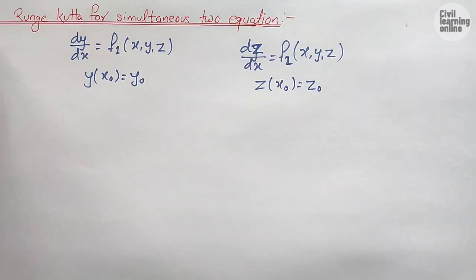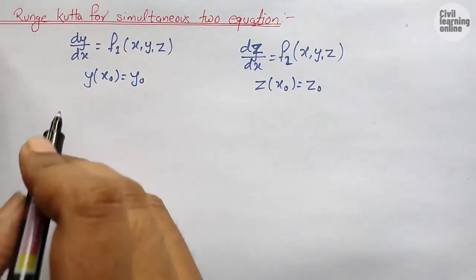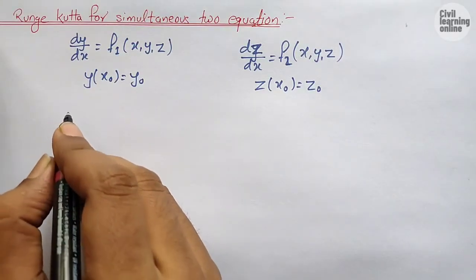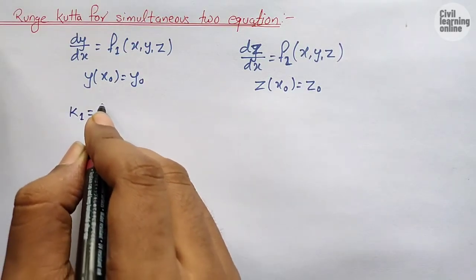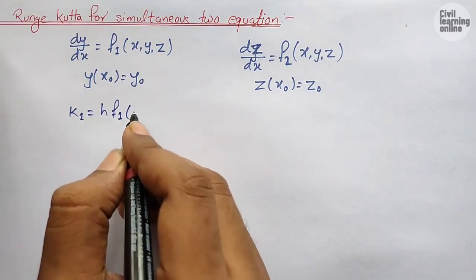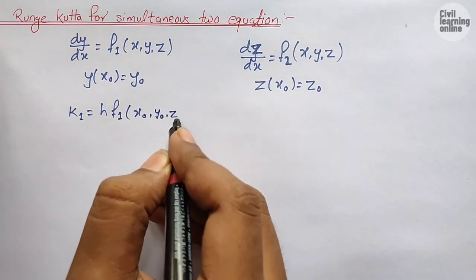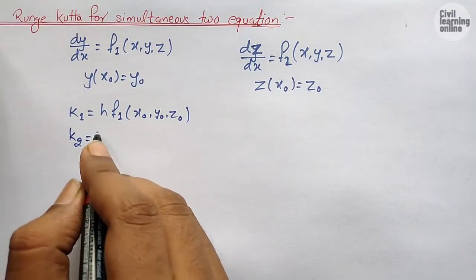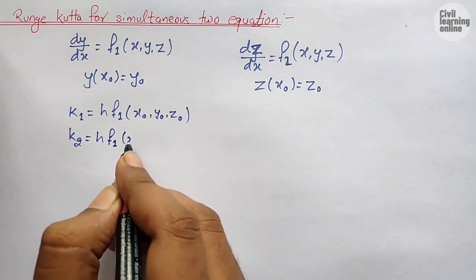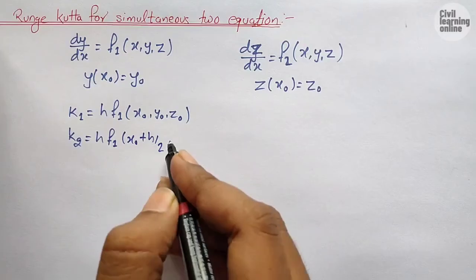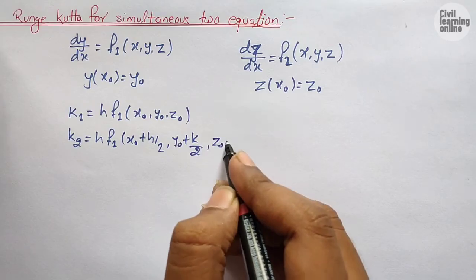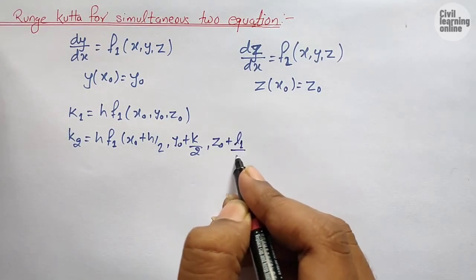Now let us see how to find the solution, and for that we need to know the formulas. Here we go. For the solution of the dy by dx equation, we have the formula k1 equals h f1 of (x naught, y naught, z naught). Similarly, for k2 we will have h f1 of (x naught plus h by 2, y naught plus k1 by 2, z naught plus l1 by 2).